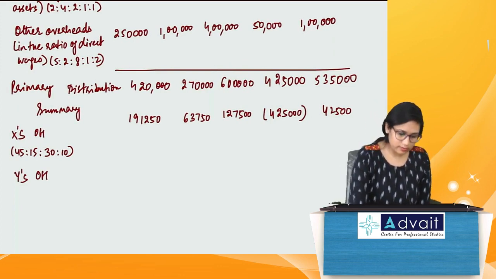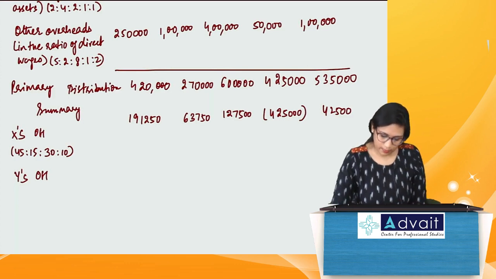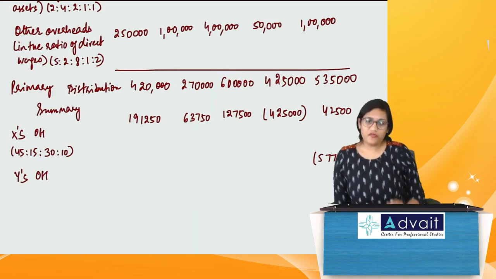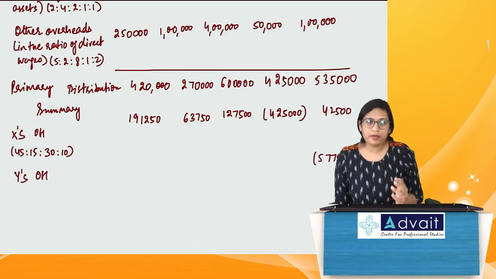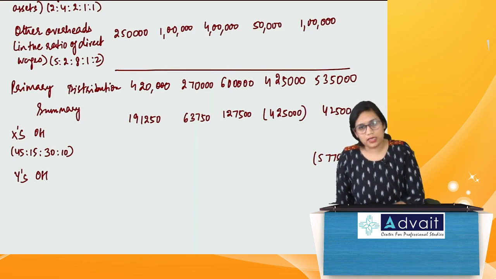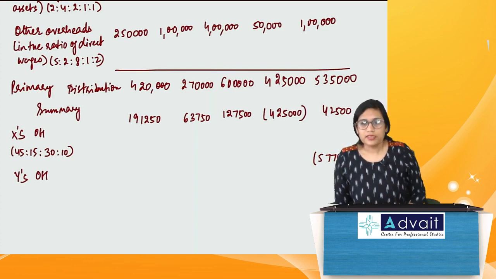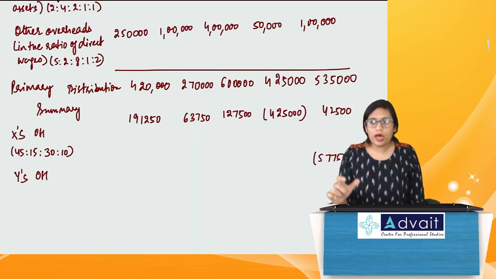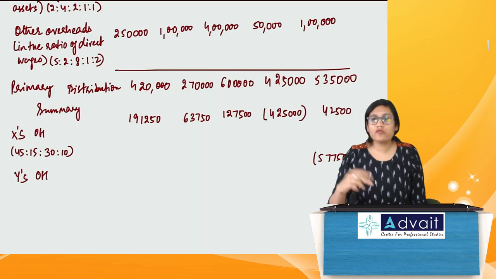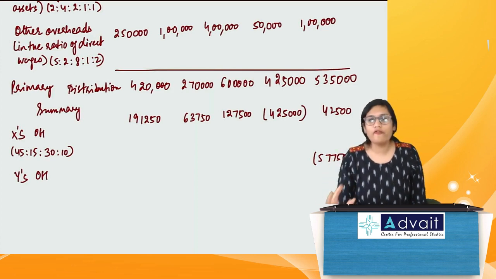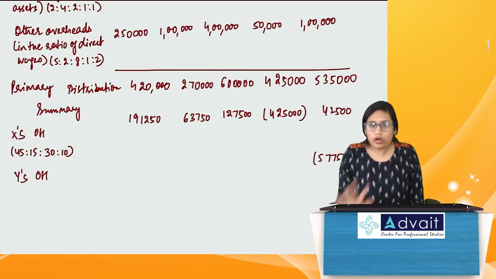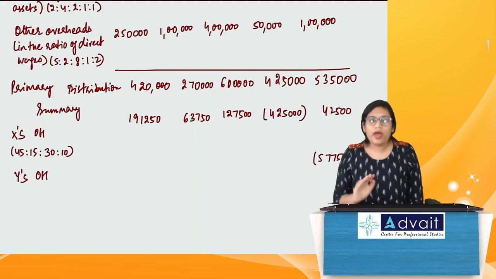Total 577,500. Now guys, this 577,500 will be divided between A, B, C and X again. See, in simultaneous equation, we found out the total share that X will receive from Y. Correct? Similarly, for Y we determined the total share of X that Y will be receiving. In this method, we are not going to get the total, so in parts, we have to determine the share.